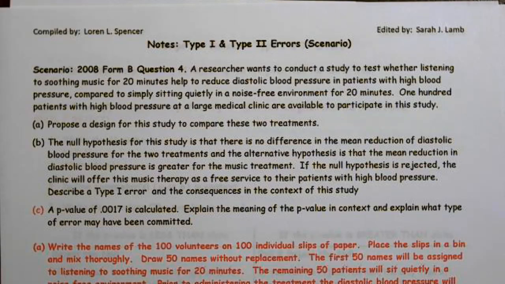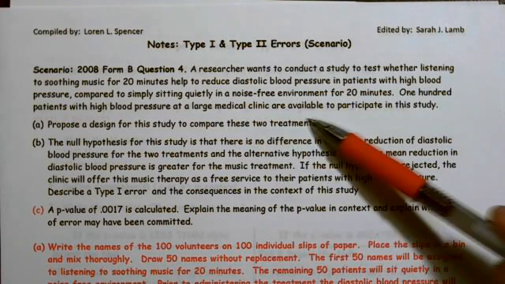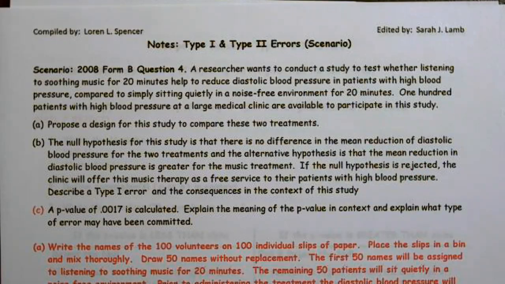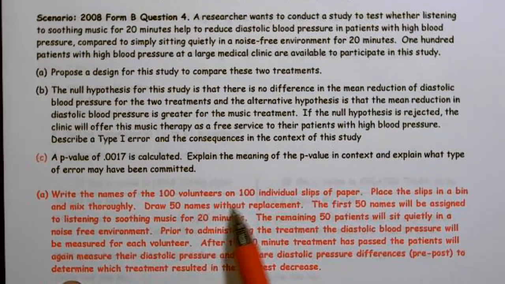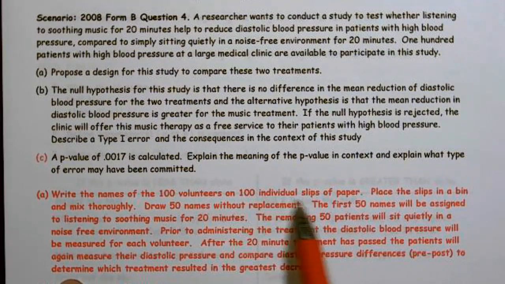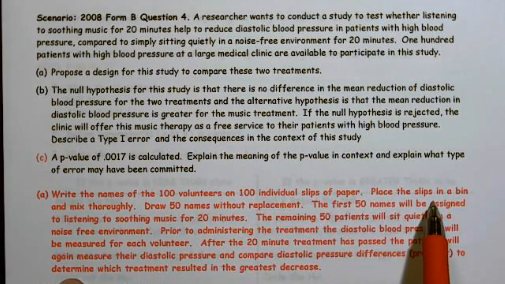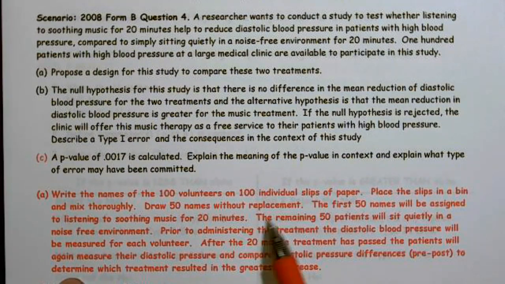100 patients with high blood pressure at a large medical clinic are available to participate in the study. Propose the design for the study to compare these two treatments. We actually did that part of the problem a long time ago. All right, and here's what we'd say for part A. Write the name of 100 volunteers on 100 individual pieces of paper, place the slips in a bin and mix thoroughly. Draw 50 names without replacement. The first 50 names will be assigned to listening to soothing music for 20 minutes. The remaining 50 patients will sit quietly in a noise-free environment.